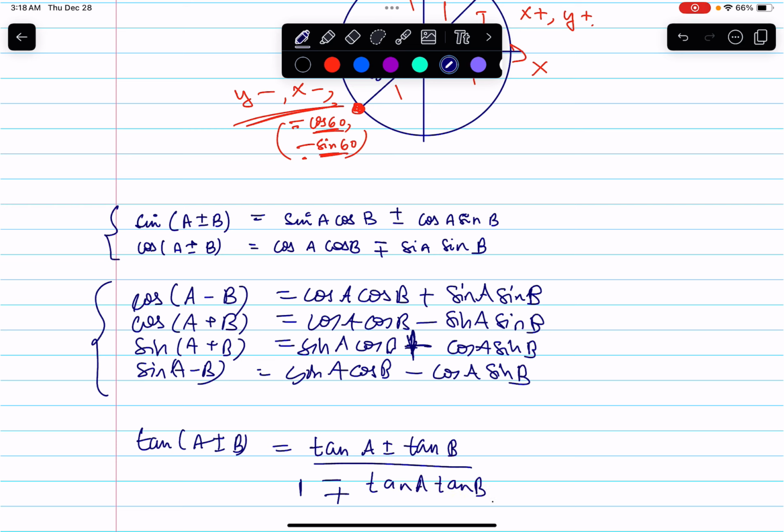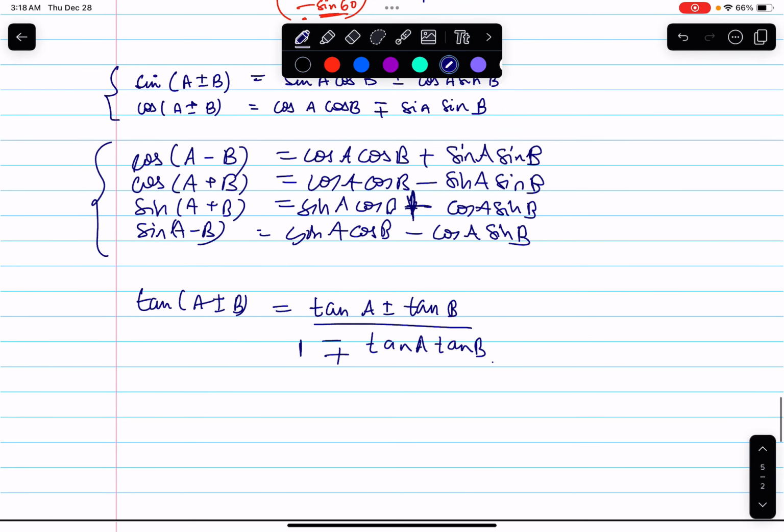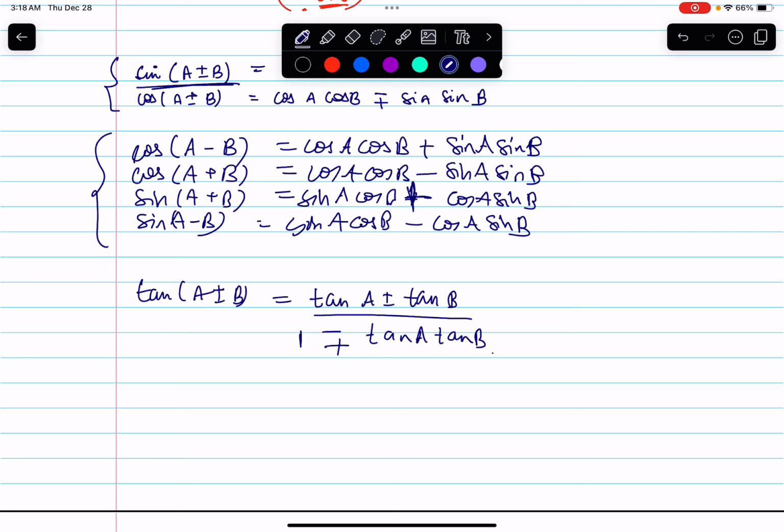Right? So there are some proofs for these formulas. You can see them online. And I think I'll do one of the proofs to show how sine of a plus b works. All right, so that's the main idea for these double angle formulas. And basically, these are compound angle formulas. So once you get the compound angle formulas, then getting the double angle formula is easy.